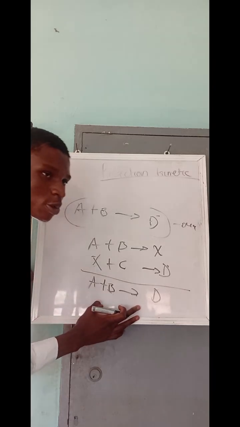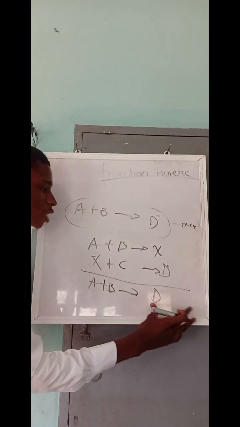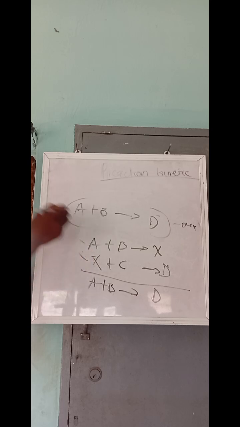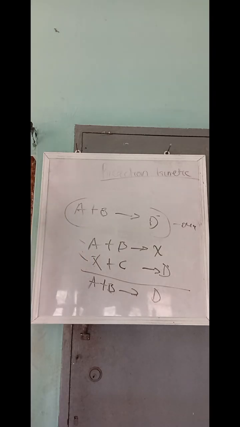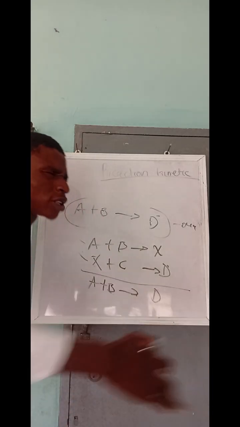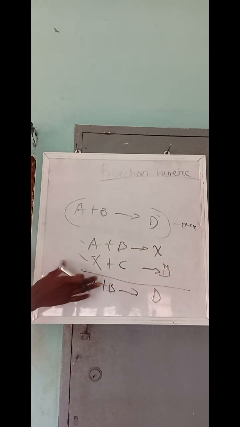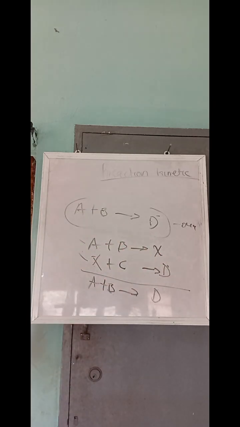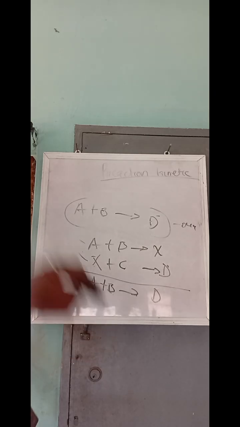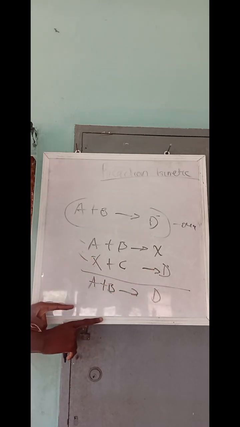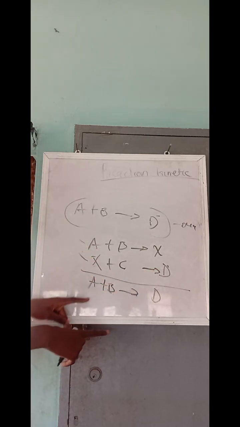This particular final equation is called what? The overall reaction. But these two, they are called what? Elementary steps. I want you to know about the elementary step. You cannot divide any elementary step into further reactions. No, you can never further divide them. It is already a single, simple step that cannot be further divided into further steps. Because they make up what? They make up the overall reaction.